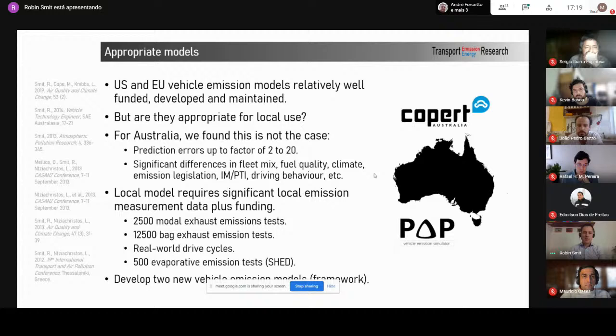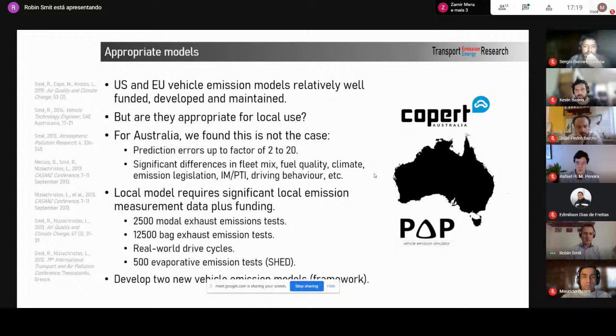So the other option is to develop your own model or to calibrate overseas models. But what you need for that is a significant amount of emission measurements. And at the time, this was 2013, we worked with our European colleagues, and we had lots of data to work with. We had thousands of laboratory emission tests. And the important thing was that they were done over real-world cycles that were developed in Australia as well. And we also had a large amount of evaporative emission tests, which is important for your evaporative emission algorithm calibration.